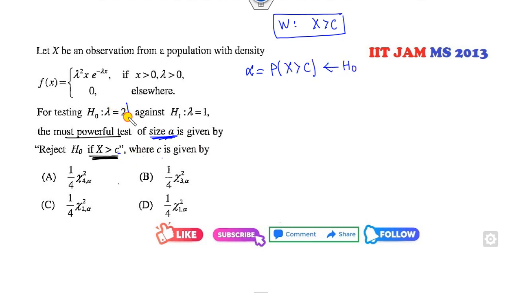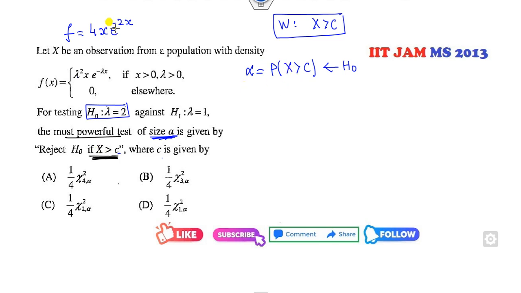What is h naught here? So under the h naught, what is my function? This is my 4x e raised to power minus 2x. Fine. So how can you solve that? It is the integration from c to infinity of 4x e raised to power minus 2x dx. But I need a chi-square. Fine. Your target is to write it in the form of the chi-square. So it means there is no need to write this integration.